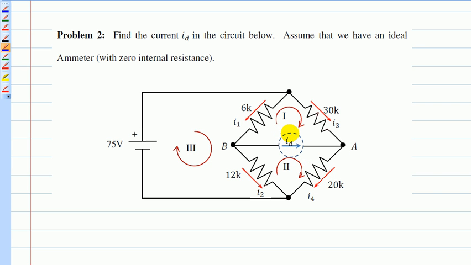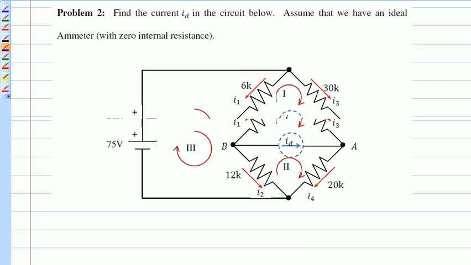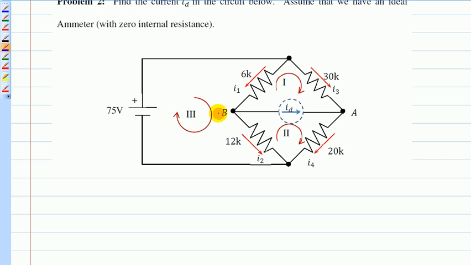So how do I find ID then? I give you some reference loops and the current directions here. If I look at this one, I have 1, 2, 3, 4, and 5 unknowns, and I need 5 equations to solve these 5 unknowns.